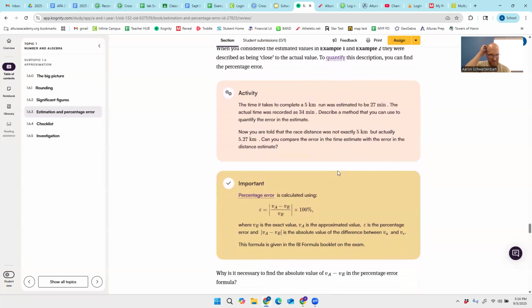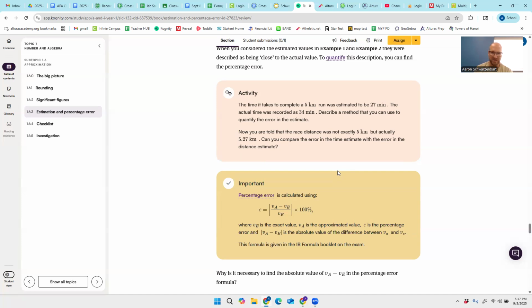Okay. Percent error. This is an important formula. It's not a particularly hard formula. It is in your IB formula booklet. It is used a lot in various science classes.